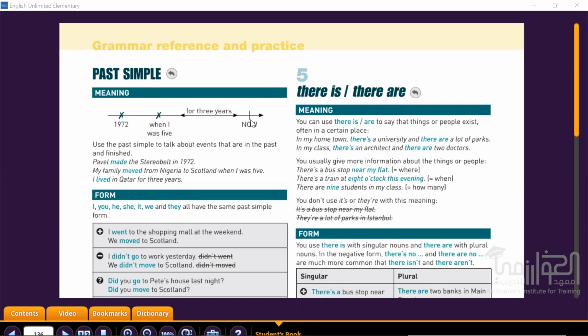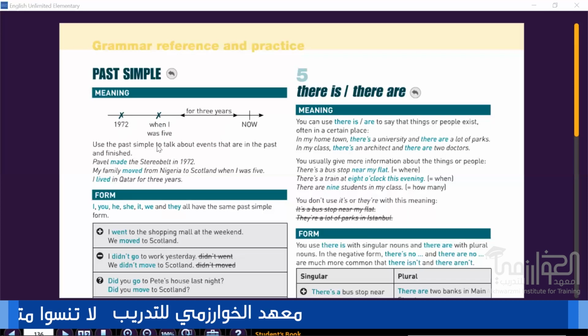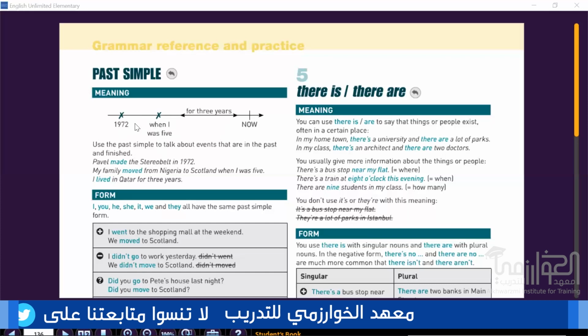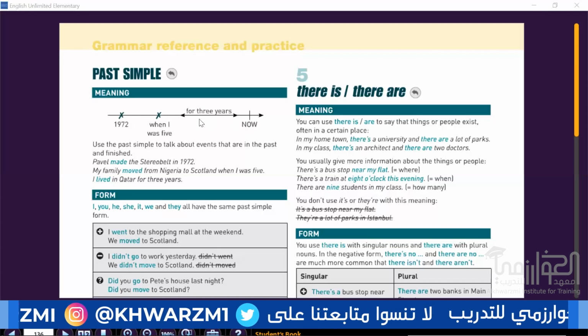This is a timeline of the past simple. You can see that now is here on the timeline. And the past simple is used for any place on this timeline before now. All this part is the past simple. So we can use the past simple for an action that happened in 1972. We can also use it for something that happened when I was 5. So this is an event, hadath. All events, all hadath before now, qabla al-an, all of them the past simple.